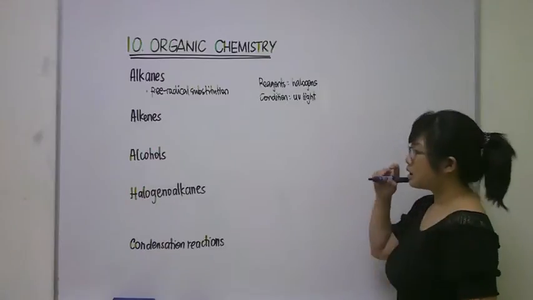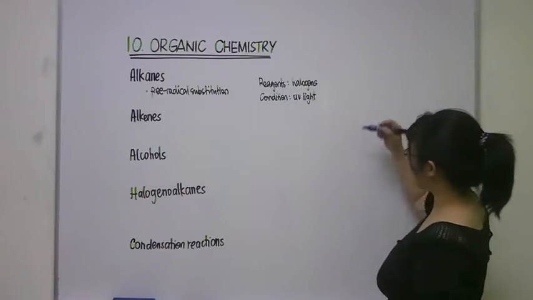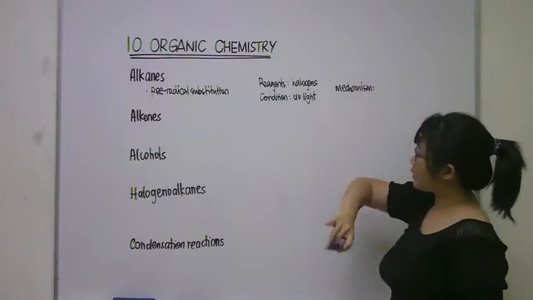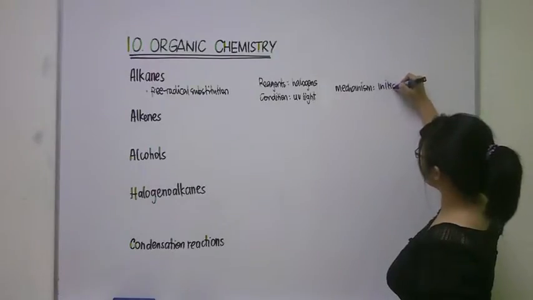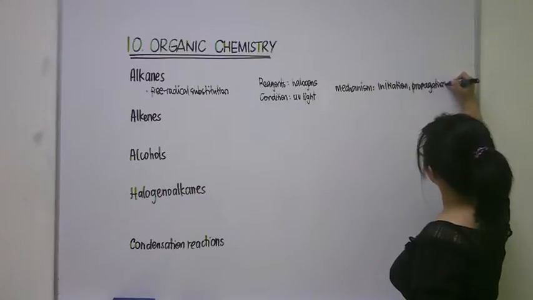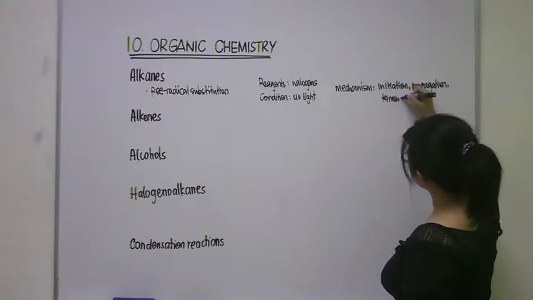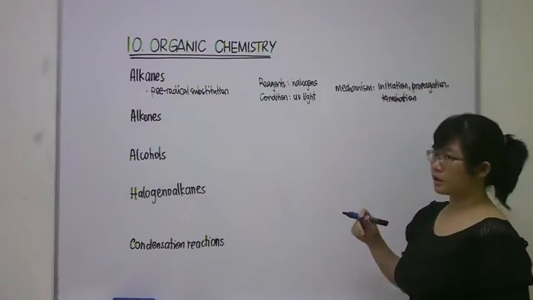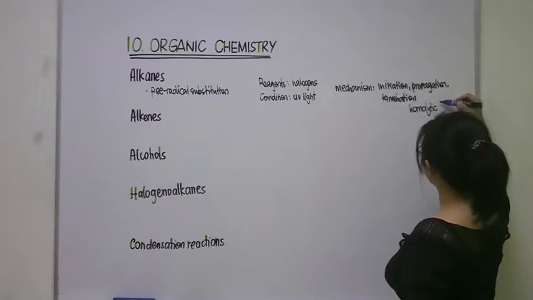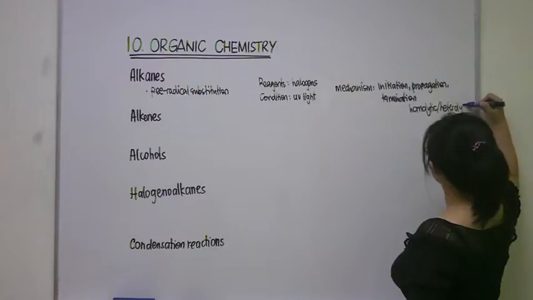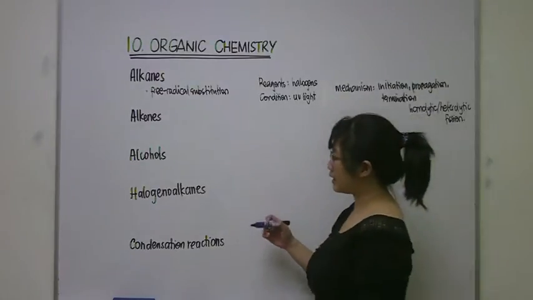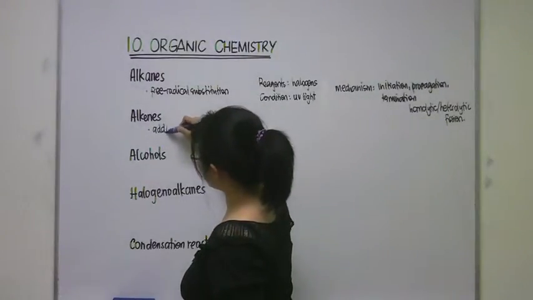Okay, and for free radical substitution, you need to teach your students about the mechanism. Okay, how it happens. So you know that there will be initiation, propagation, and termination. And you should mention also about homolytic fission and heterolytic fission. Okay, that's for alkane. For alkenes, we are going to be talking about addition reaction.